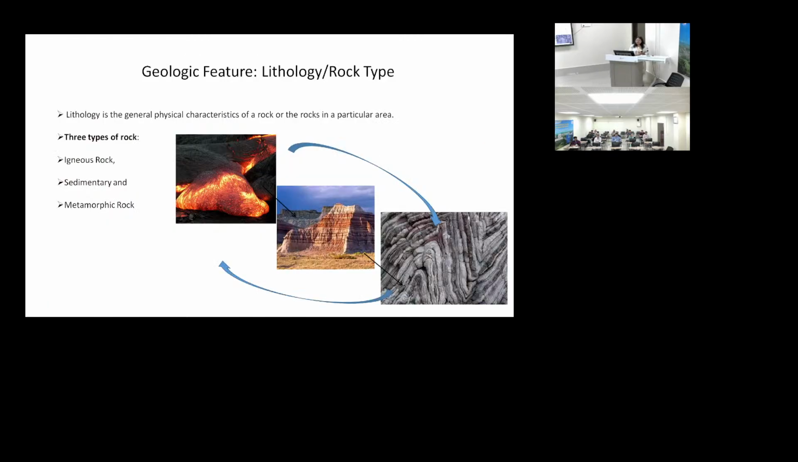So the first geological feature that you have to consider is the rock type. We all know there are three kinds of rock types: igneous, sedimentary, and metamorphic. So this is the rock cycle. The igneous rock, we all know, is formed when molten lava cools down and forms a rock formation which is called the igneous rock.